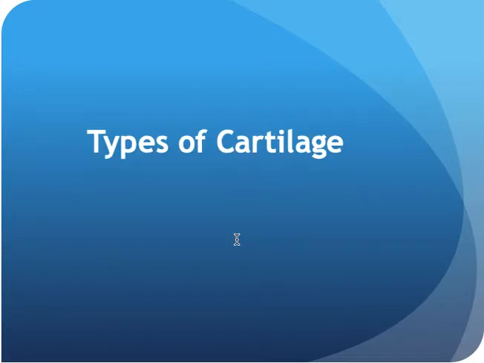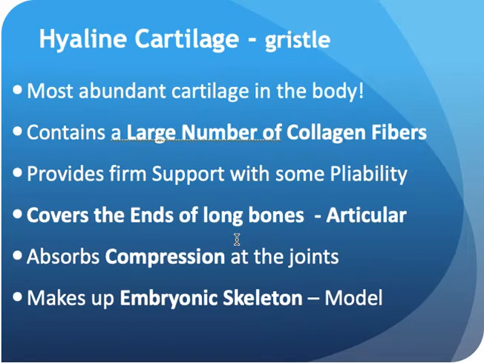Okay, so cartilage: hyaline, elastic, and fibrocartilage, and then we'll look at what the differences are between these three. So types of cartilage. So we get hyaline cartilage, really, really important. Most abundant cartilage in the body. So again, highlight it, underline it. Contains a large number of collagen fibers, provides firm support with some pliability.